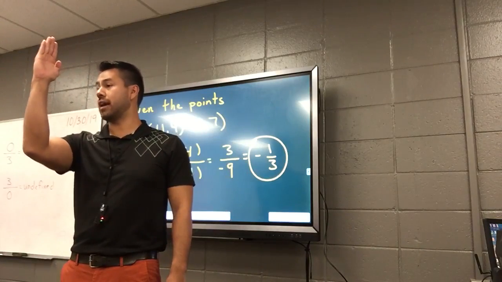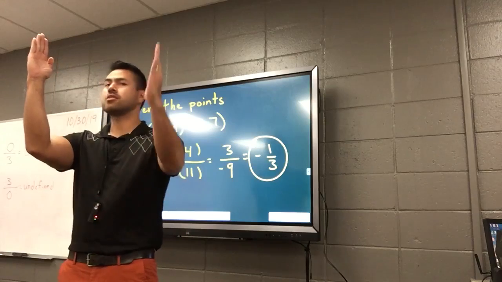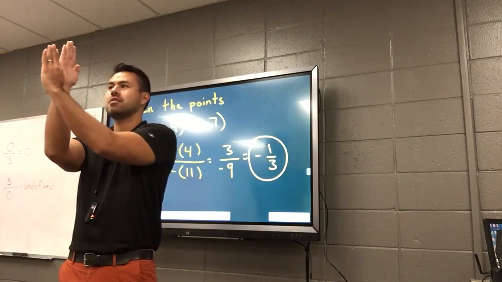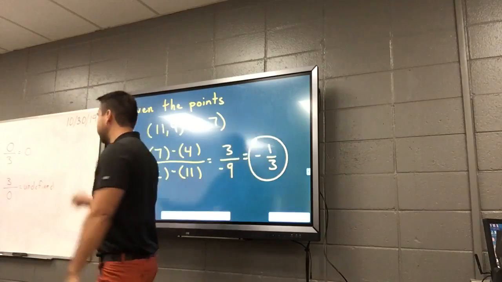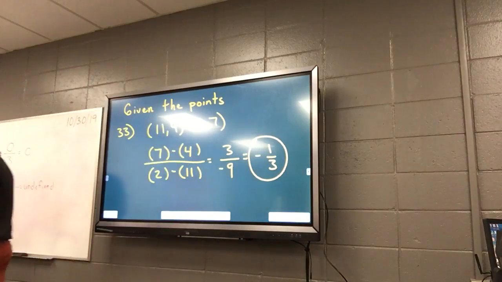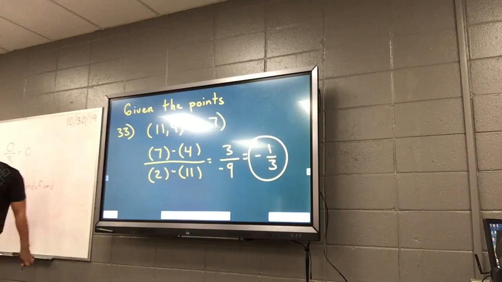Not a function. What kind of line is this just by looking at the points? It's a vertical line, going up and down. So is it going to pass the vertical line test? No, it's going to fail right there. So it's undefined, and it's not a function. So is it a linear function?